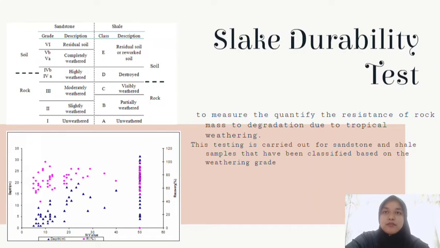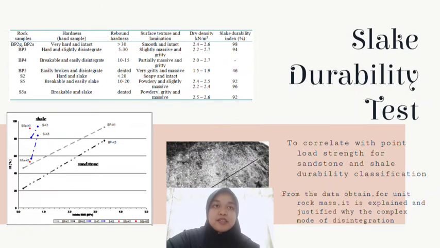As you can see here, it is a summarized result of the weathered rock samples resistant to slake durability. The rock has been classified by hardness, hand sample, which is very hard or hard, breakable, and so on. As for rebound hardness, it can be stated in numbers or dented. As for surface texture and lamination, we can identify by smooth and intact, slightly massive and gritty, partially massive, and others. We also obtain the dry density and the slake durability, correlated with point load strength for sandstone and shale durability classification.